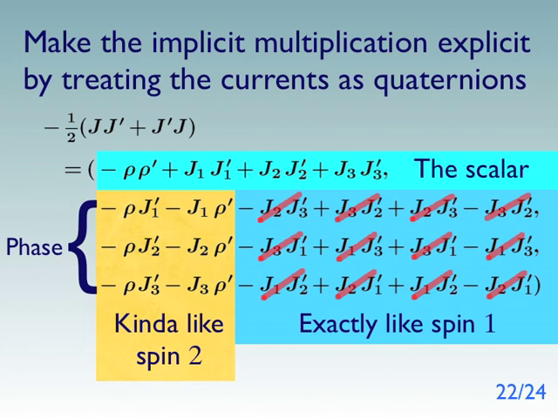So I think what's going on is I'm going to take that implicit multiplication that he does and make it explicit by treating the currents as quaternions. And so if I evaluate this little product here, where I just change the order of the two currents, what I get is exactly the scalar that we see in the Lagrange density that I say has absolutely nothing to do with spin because it's got nothing to do with spin.